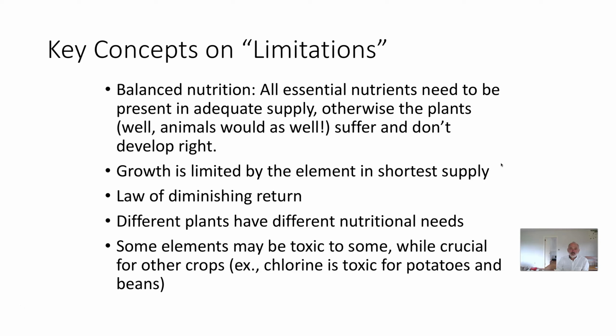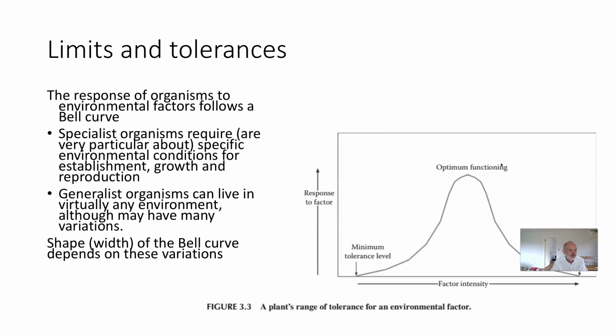The last 2 points are smaller points. The first of those is that different plants have different nutritional needs. So what's the sweet spot, what's the right amount for each nutrient, is going to be different for different plants. And the last one is that some nutrients or elements at a particular level might be toxic for one plant, but crucial for another plant, right? So different amounts are needed for different plants.